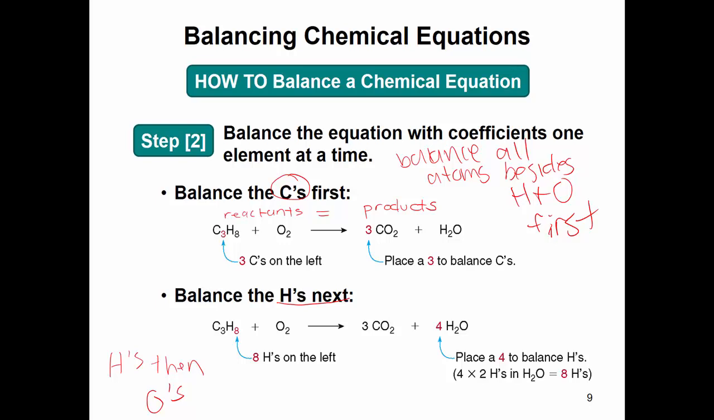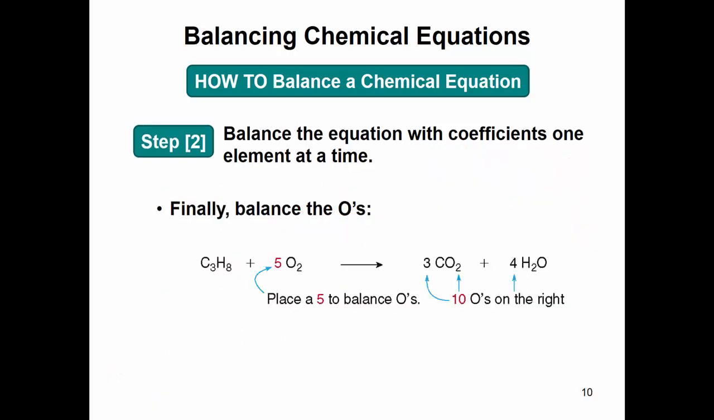So if we do our hydrogens, we have 8 on the left, and we only had 2. So if we put a 4 here, now 4 times 2, remember you multiply the coefficient times the subscript, we have 8. So far so good. We have 3 carbons on each side, and we have 8 hydrogens on each side. All we have left is oxygen. But notice we have oxygen in both compounds.